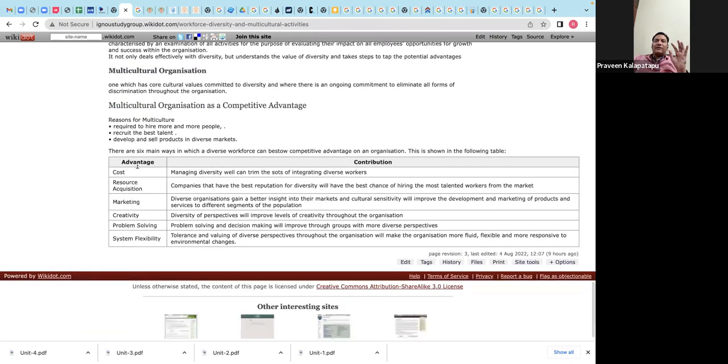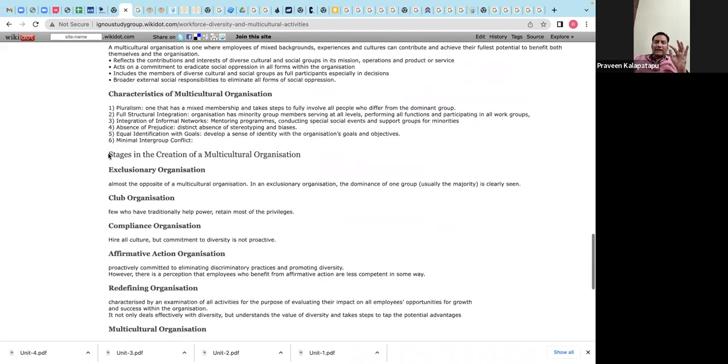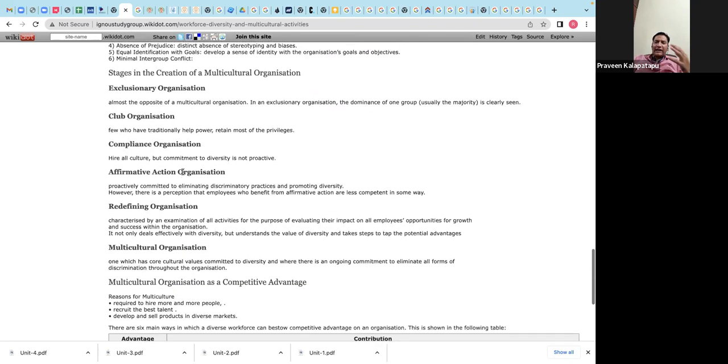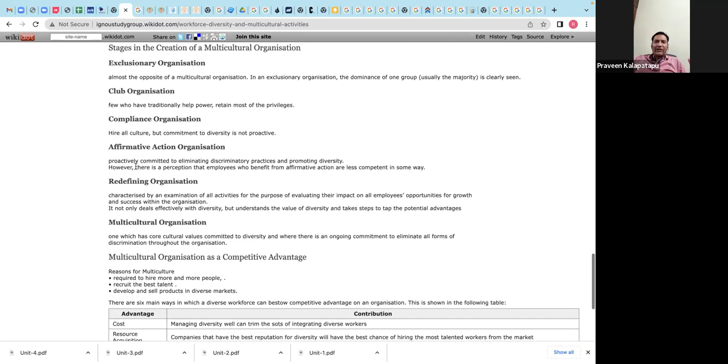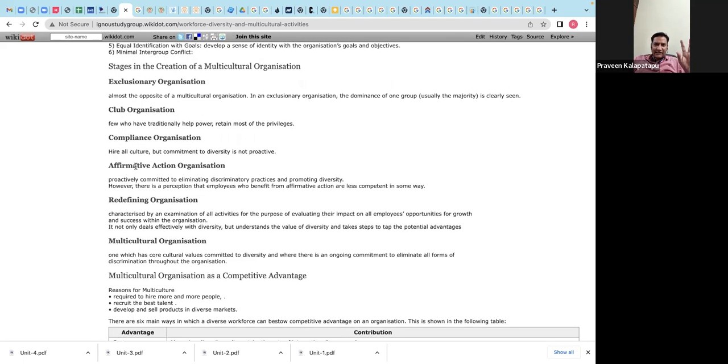Okay, so now these are the 6 types of organizations. Frankly speaking, there seems to be very little gap between the redefining organization and the multicultural organization, except that the cultural aspects are core as far as the multicultural organization is concerned. Otherwise, I see that the redefining organization is also taking full value as far as diversity is concerned.